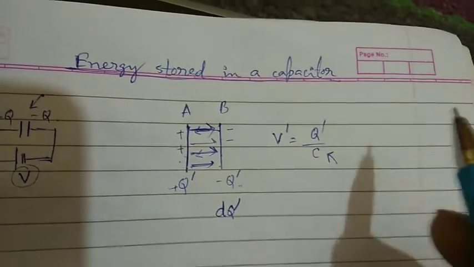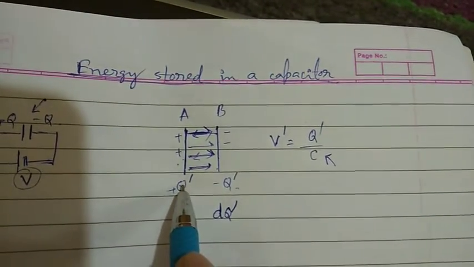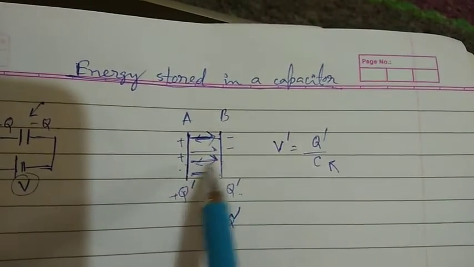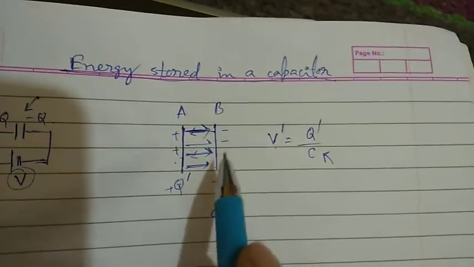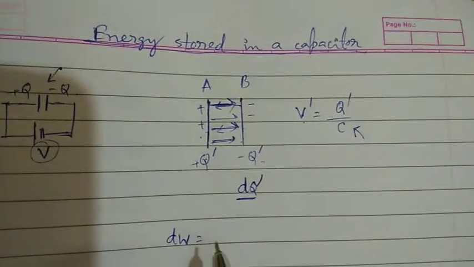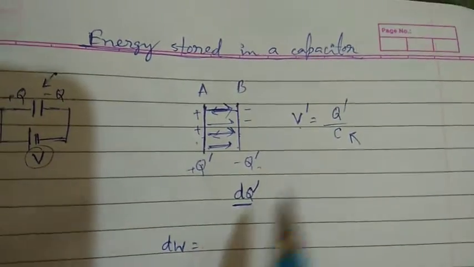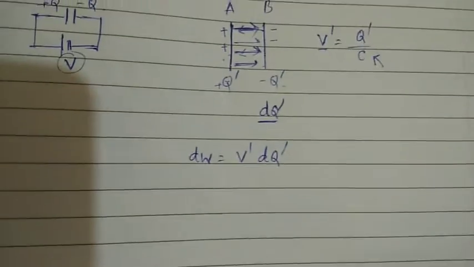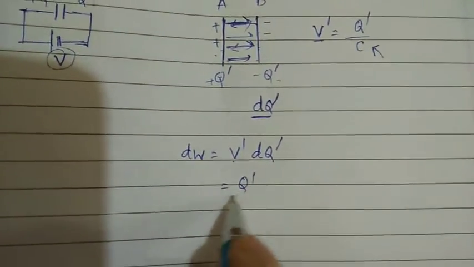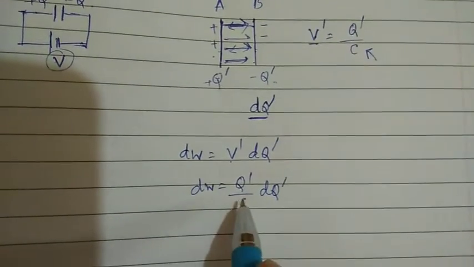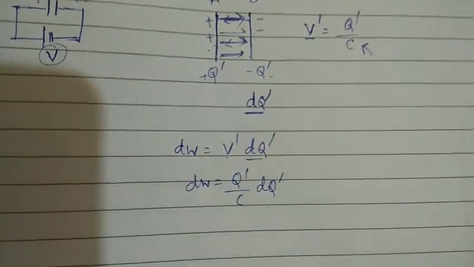So at this moment, when it has charge Q prime and minus Q prime, the potential difference between the plates will be this one. Now if you want to move this little charge from plate B to A, we have to do work. That work we can write as dW equals, as the formula you know, W equals VQ. So this is V prime into dQ prime. If we put the value of V prime, we can write Q prime by C dQ prime. So this is the work done to move a small amount of charge dQ prime.